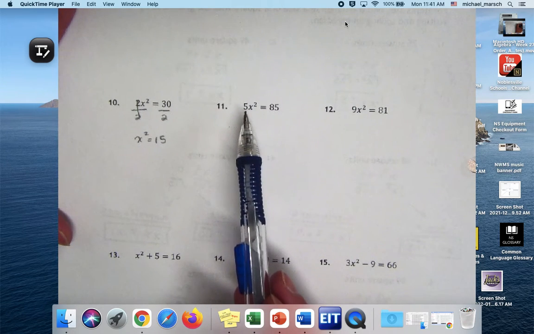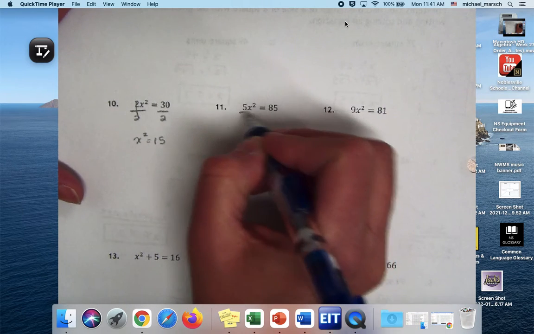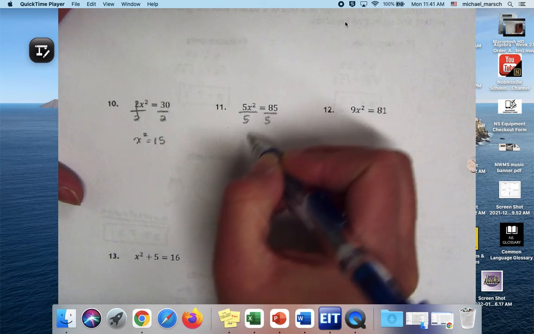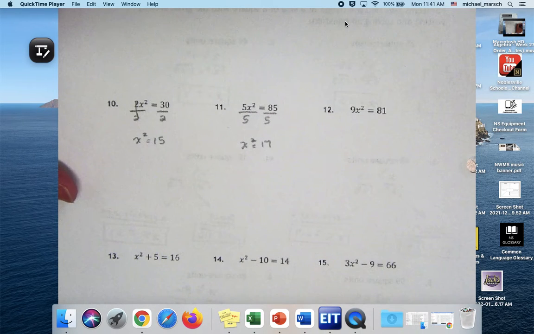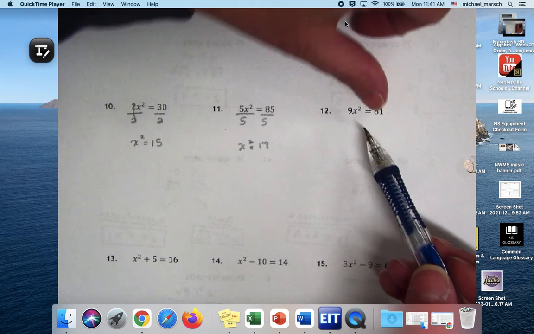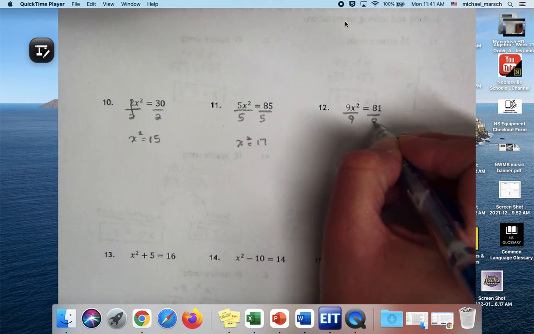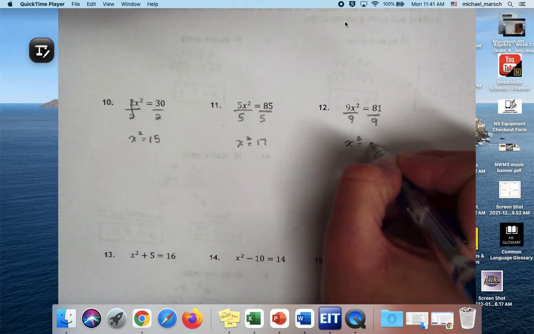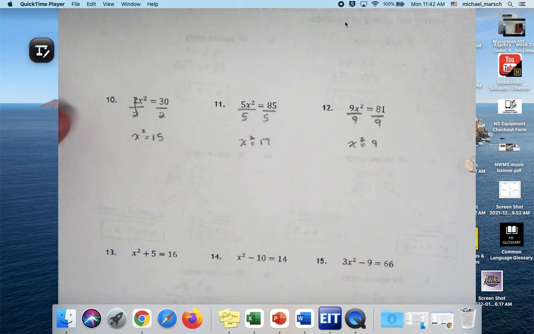How about number 11? How would I get x by itself? Divide by 5. x squared equals 17. Okay, and then what would I do here to get x squared by itself? Divide by 9. So I want you guys to work on 10, 11, and 12 by yourself right now.